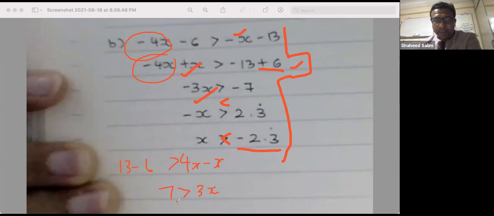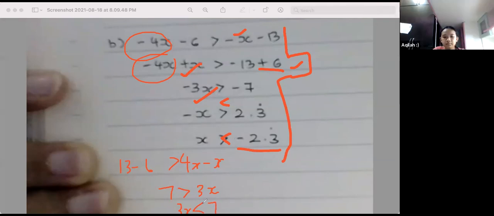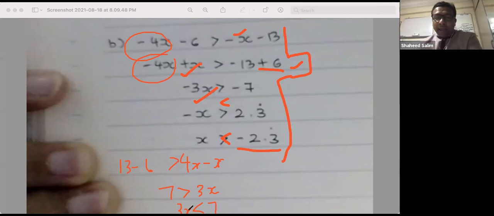Okay, what does this mean? This means it's 3x less than 7. Can you see now? Yeah. The sign is inverse already. Do you see the logic? So now x is 7/3, but the sign is this way because I'm not dividing by anything negative. Does it make sense to you?